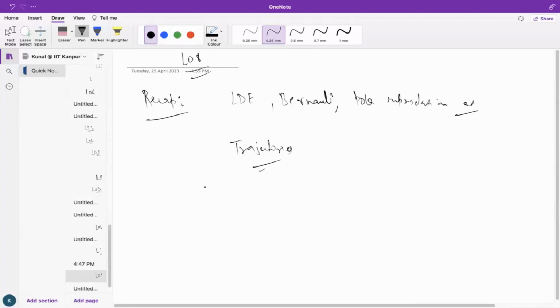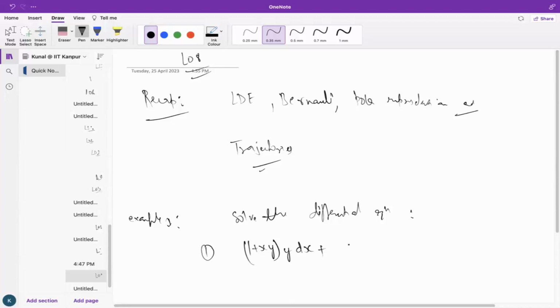Our first problem is something like we have to solve the differential equations. The first problem is 1 plus xy into y dx plus 1 minus xy into x dy is equal to 0.